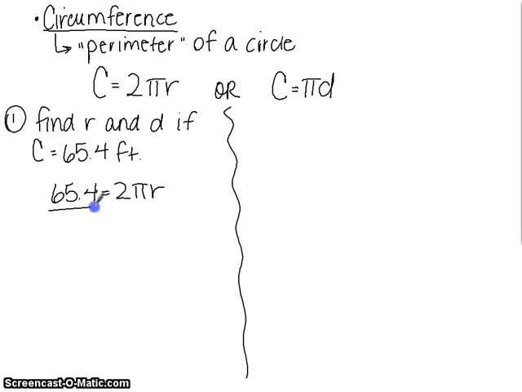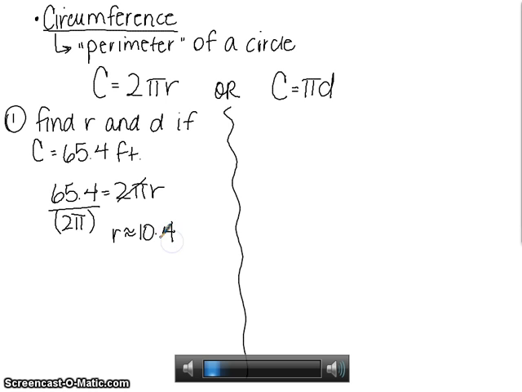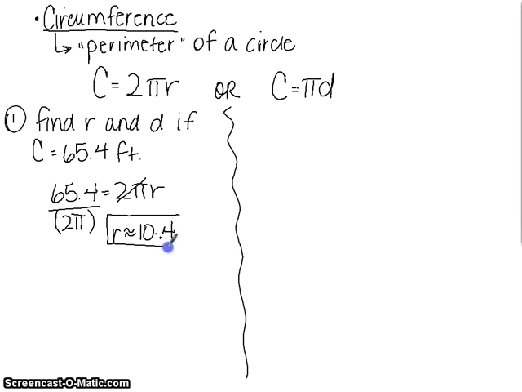So if we want to figure out the r, we're going to have to divide by 2 pi. Just to remind you, put that in parentheses when you're dividing. So 65.4 divided by 2 pi would be about 10.4 for the radius. Now, to figure out the diameter, yeah, we could use the formula again, but really, isn't the diameter just 2 times the radius? So we take that 10.4 times 2, and we get 20.8 as the diameter. And I guess these would both be feet. Probably should put that label in there.